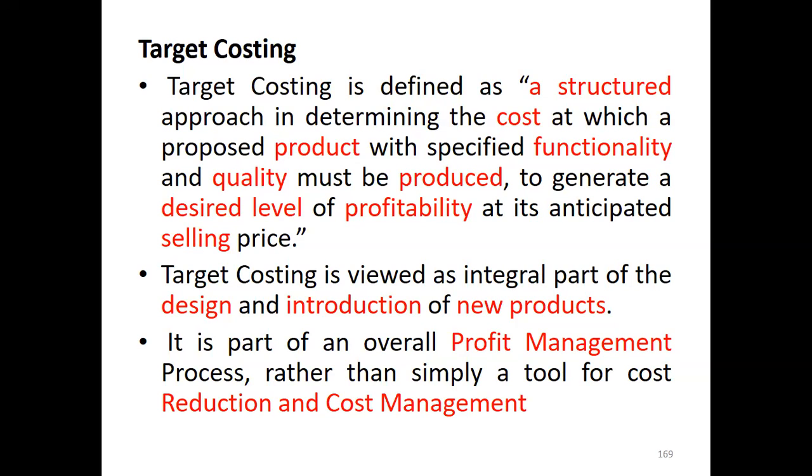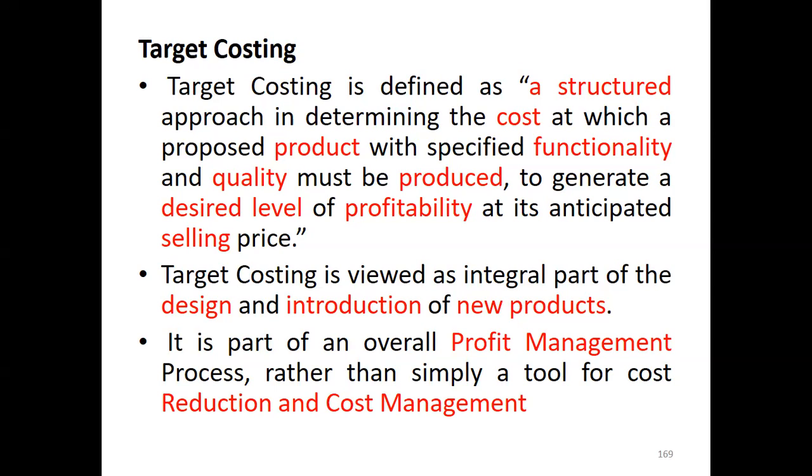It is a structured approach in determining the cost at which the proposed product with specified functionality and quality must be produced to generate desired level of profitability and its anticipated selling price. So this is the definition of target costing. We are proposing, means what, it is a kind of implementation. It is a kind of planning. So in target costing, first we will prepare certain framework or certain procedures to reduce the cost and to propose the product. To manufacture the products, it is a kind of planning.